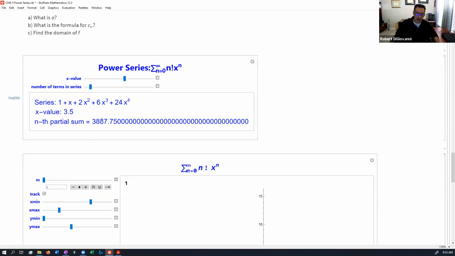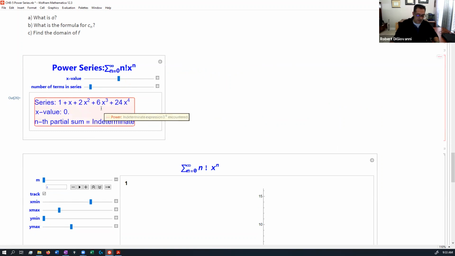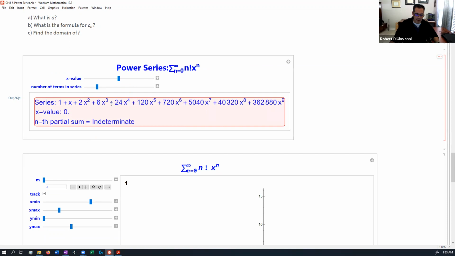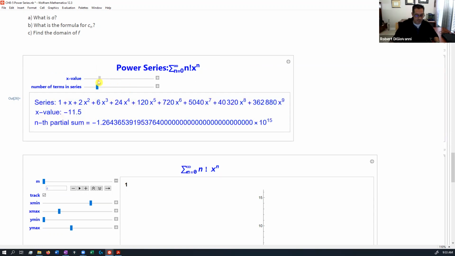The only way I can control this sum is if I change my x value to 0. And if I change the x value to 0, don't worry about the red. That's because the code I have in here didn't know how to handle that. But basically, if I let x be 0, then it's going to converge because we're going to have a bunch of terms that are all zeros added up. So we get convergence, only at one point.